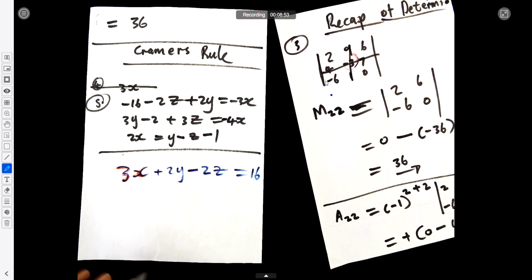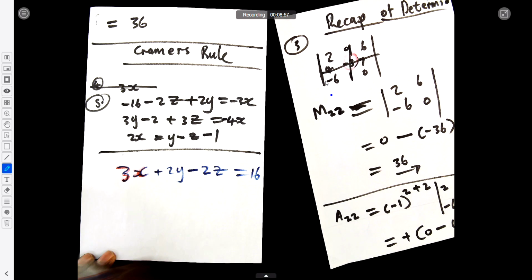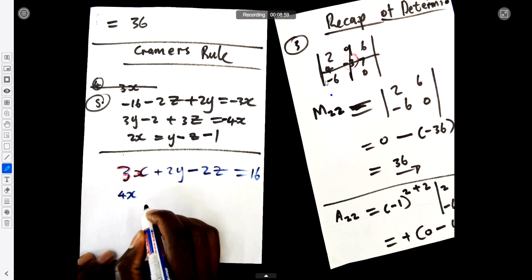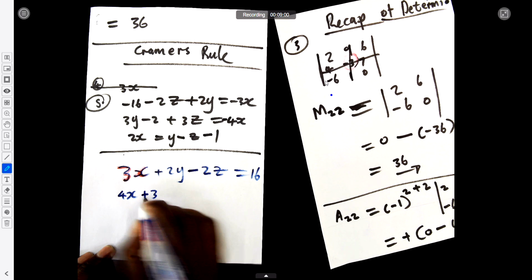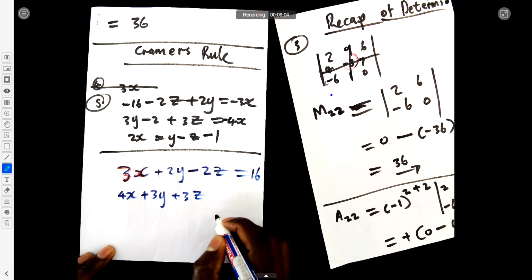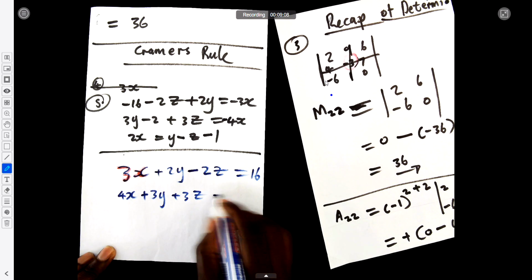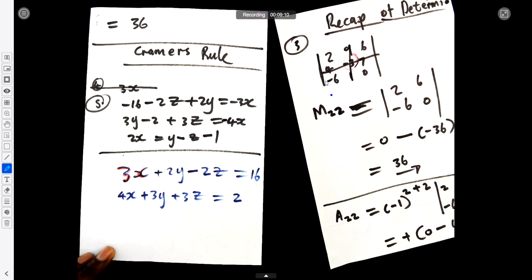And then the second equation, same thing, x is on the right-hand side. We take 4x. It's going to be positive 4x, followed by y, we have positive 3y. Then z is still positive, we have positive 3z. We have 2 there, which is negative. Take it to the other side, change the sign and it becomes positive 2.